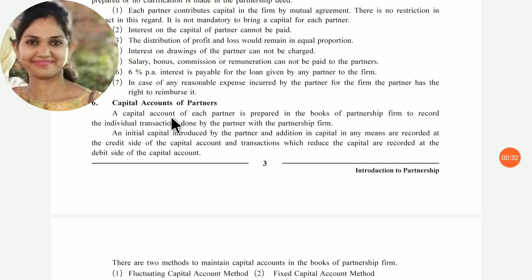See girls, in the 11th standard, we studied that always the balance of capital account is credit. Here also the capital balance of a partner is on the credit side, but in the sole proprietorship there is only one owner in a business, but here we are looking at the accounts of a partnership firm. So here there is not only one owner but more than one owner. It means more than one partner.